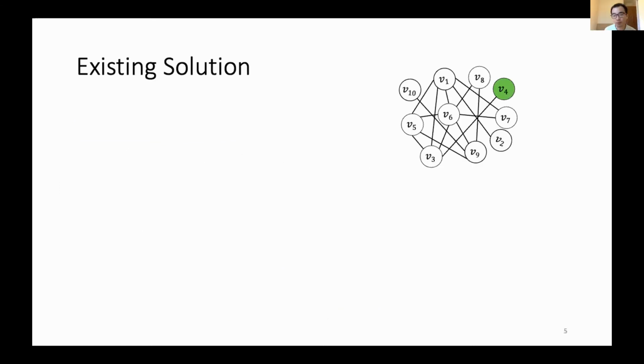Due to the importance of this problem, there are many researches about it. And the common method is that for the target node, in our example V4, it will select a node to establish an edge each time.